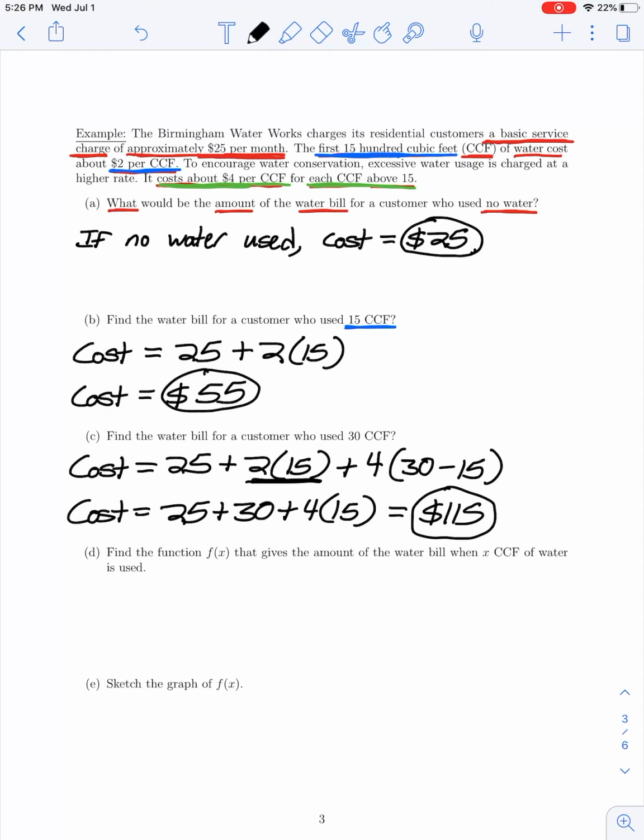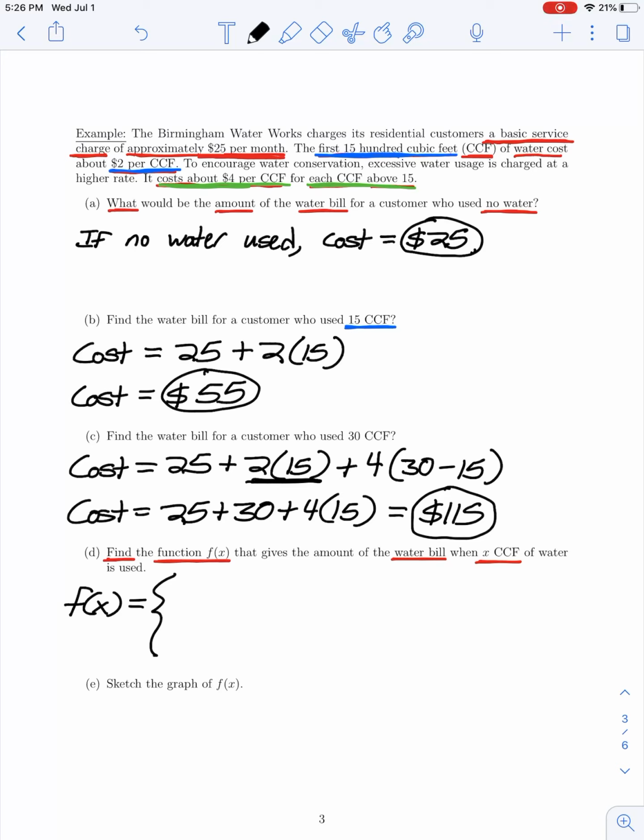So in part D, let's try to generalize what we've been doing in the previous parts. We are asked to find a function f of x that gives the amount of our water bill if x hundred cubic feet of water is being used. So here, our function for cost is piecewise defined. It depends on whether we've used fewer than 1,500 cubic feet or more than 1,500 cubic feet.